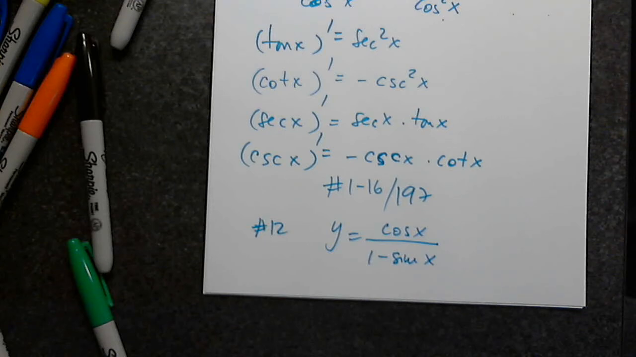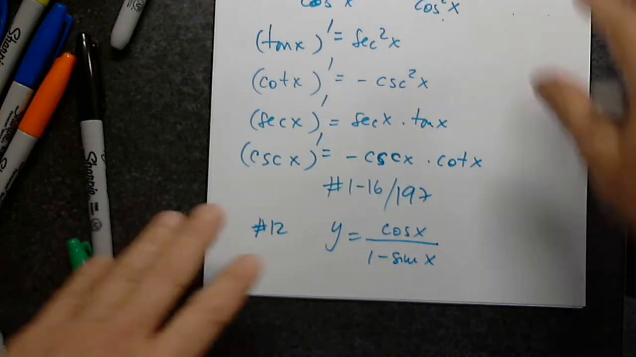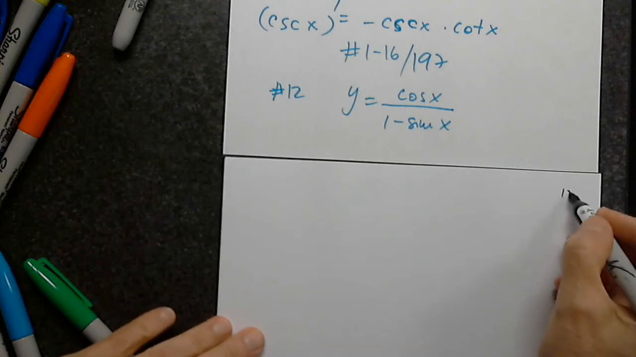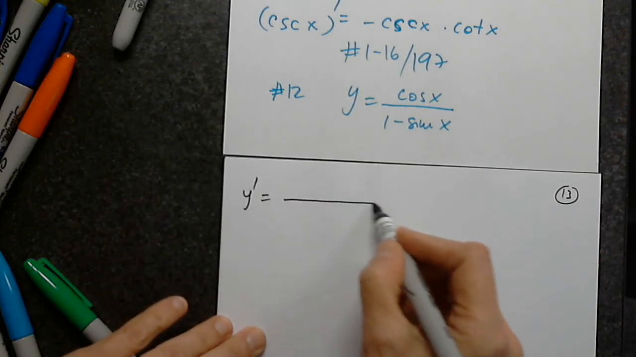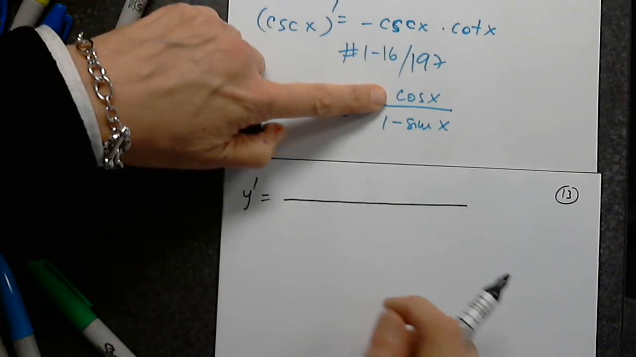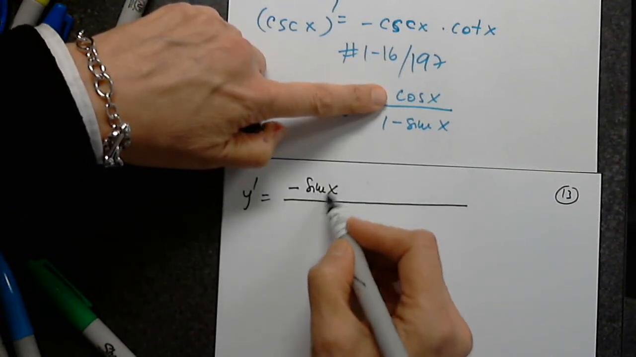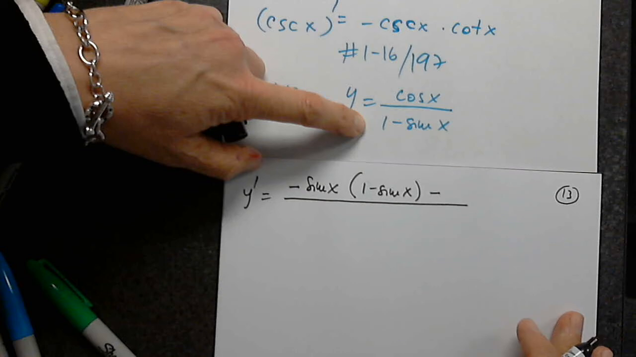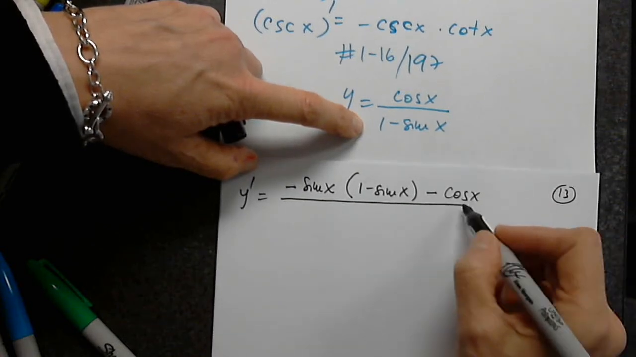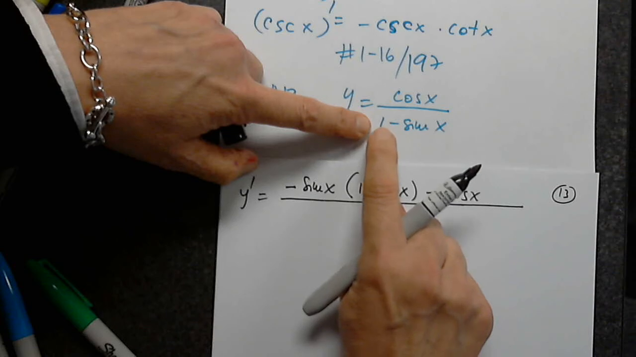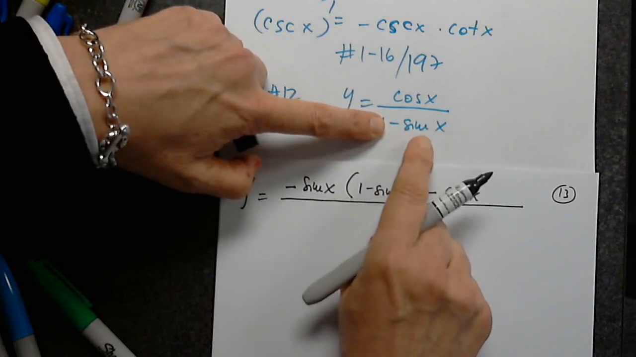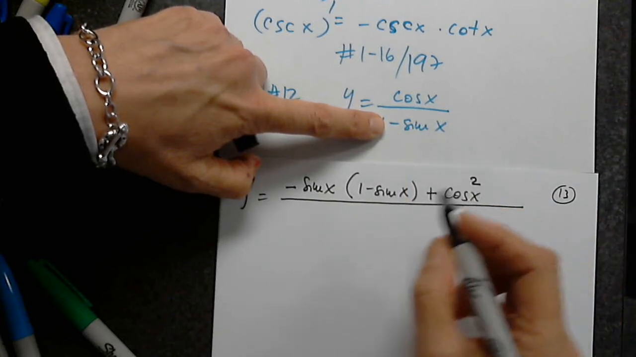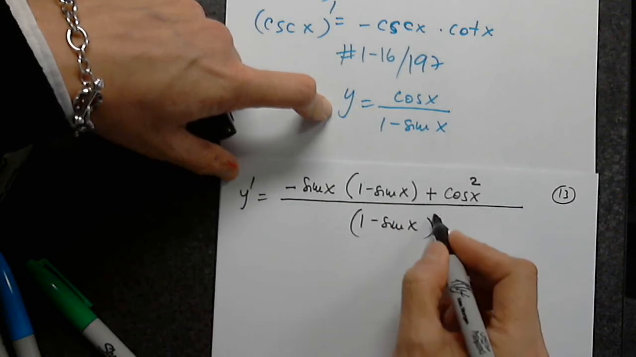So, cosine over... ready? So y prime. Top function prime: negative sine x multiplied by 1 minus sine x, minus cosine x multiplied by the denominator prime. 1 prime is 0, minus sine prime is cosine, so it's negative. So plus cosine squared divided by 1 minus sine x, everything squared.